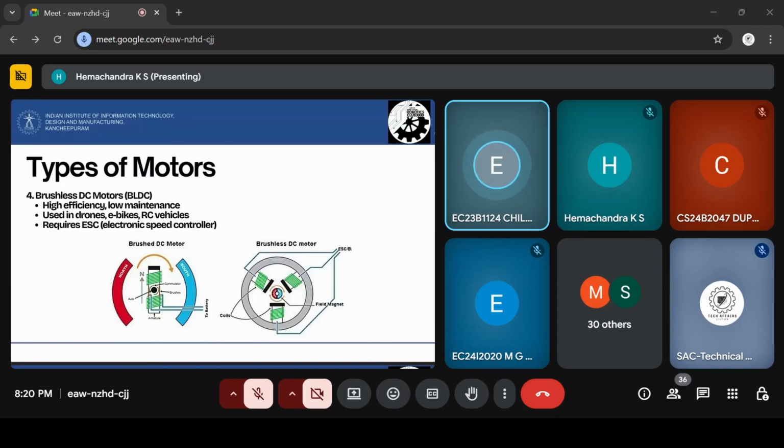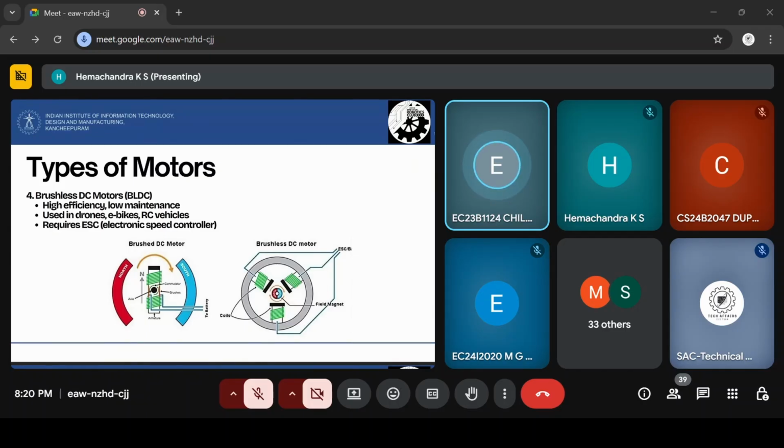In the case of DC motors, we can directly attach it to a battery, but for BLDC motors, we need an electronic speed controller to control the speed and the direction of the motor. With this electronic speed controller, it energizes the stator coils in a specific sequence, creating a rotating magnetic field that drives the rotor.